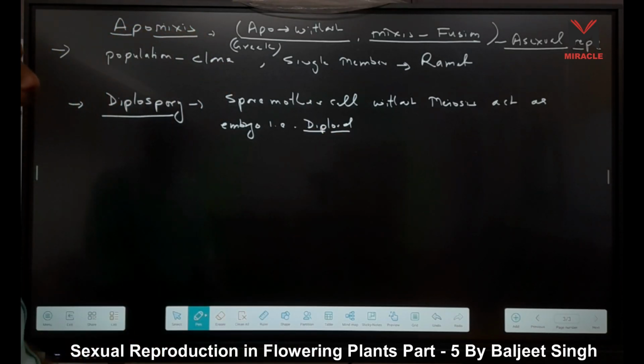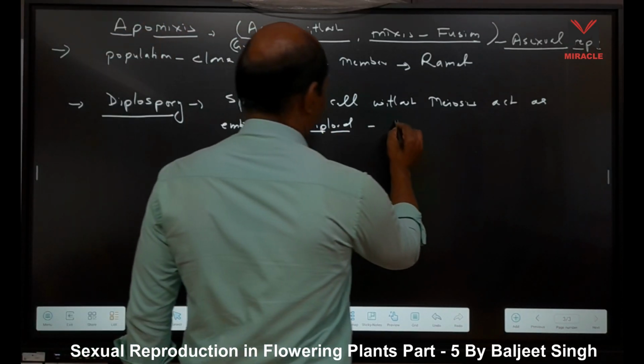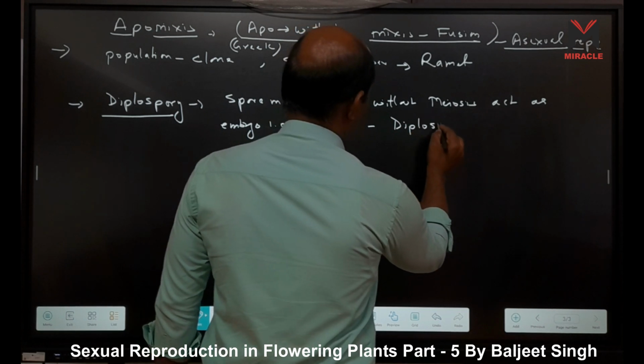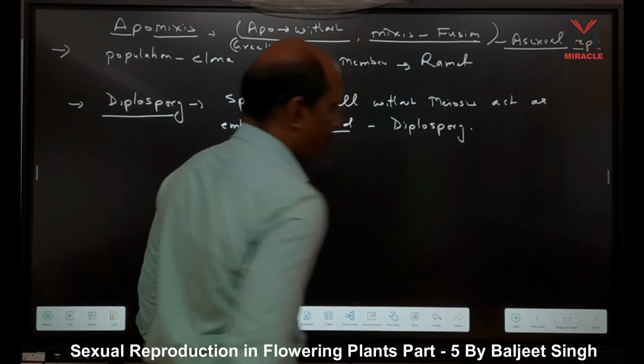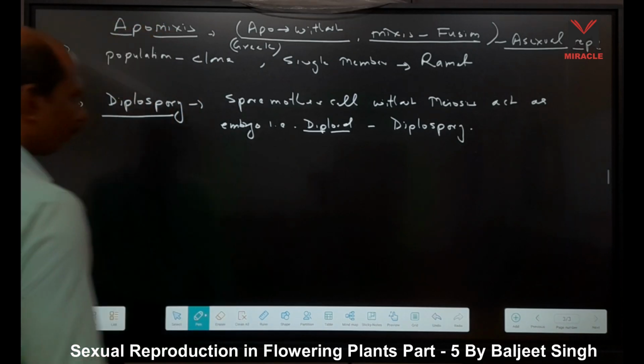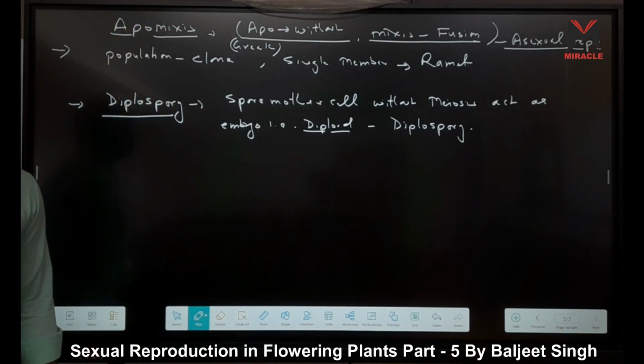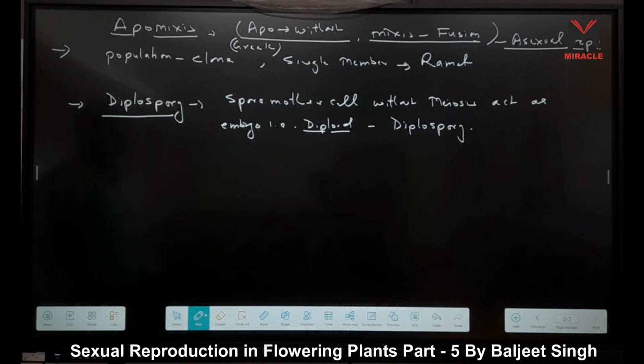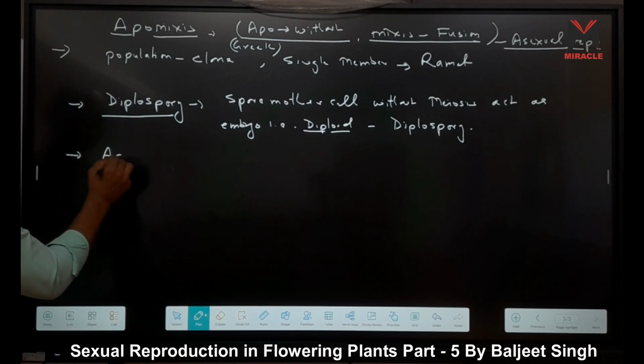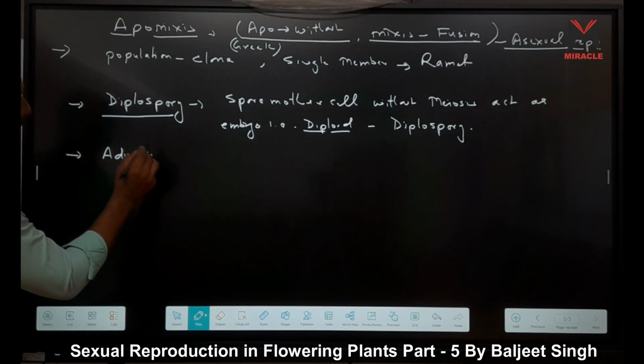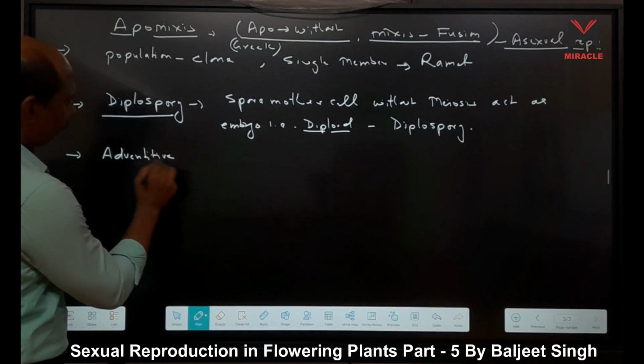Now this one is called diplospory, right? And it is diploid, 2n, because the spore mother cell is there. Here fusion is not there, right? Second is adventitive embryony.